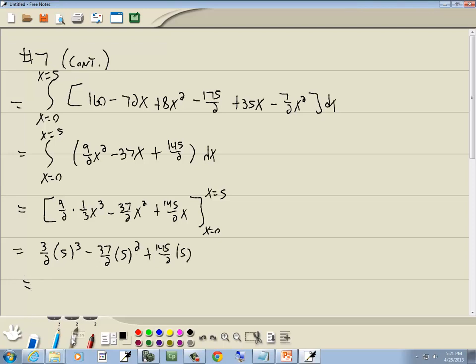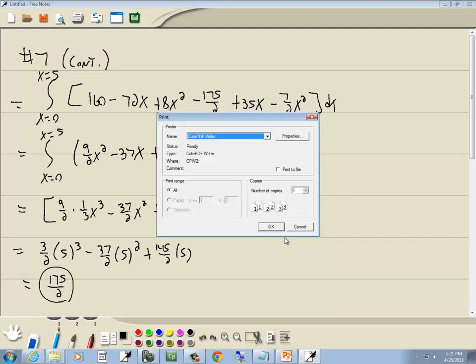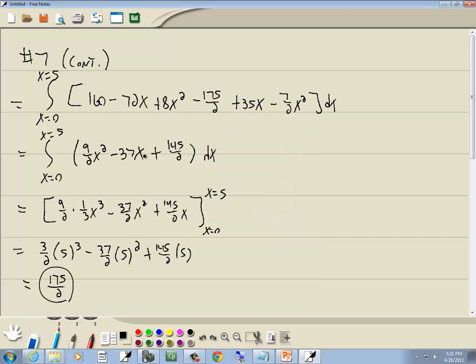And where's my calculator? I'm going to do this the easy way. 3 divided by 2 times 125 minus 37 divided by 2 times 25 plus 145 divided by 2 times 5 gives 175 over 2. And that'd be your answer. So let me go ahead and save that. Then we'll talk about a summary of the different forms.